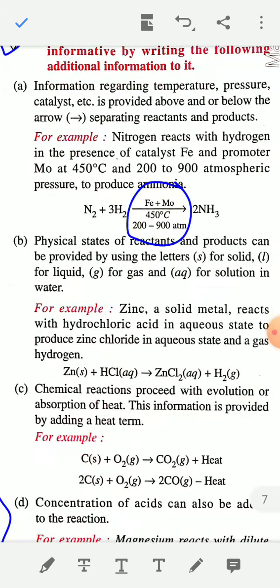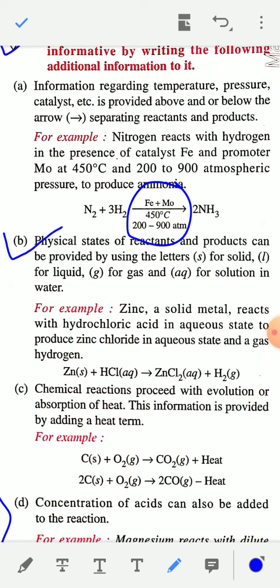Okay, and the physical state of the reactants and products you have to mention. If the reactant or product is solid, then you have to write (s) beside its formula, if it is liquid, then you write (l) within brackets, if it is a gaseous substance, then you write (g), and if it is an aqueous solution, then you write (aq). For example, when zinc metal, that is Zn(s), reacts with aqueous hydrochloric acid, HCl(aq), it forms ZnCl2(aq) plus hydrogen gas.